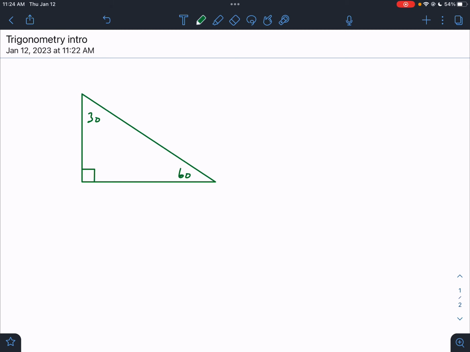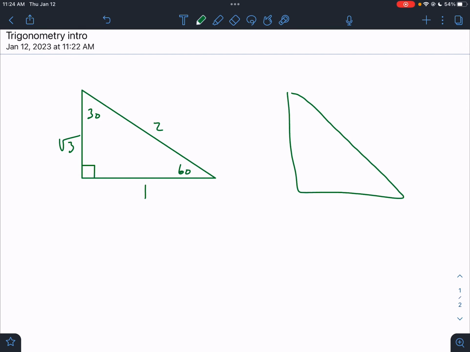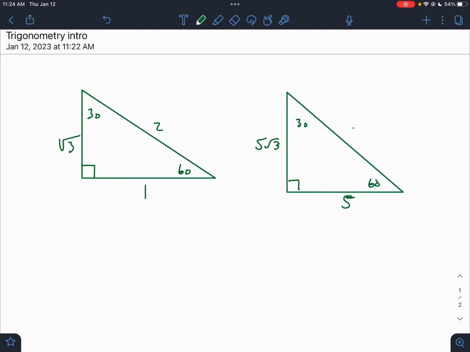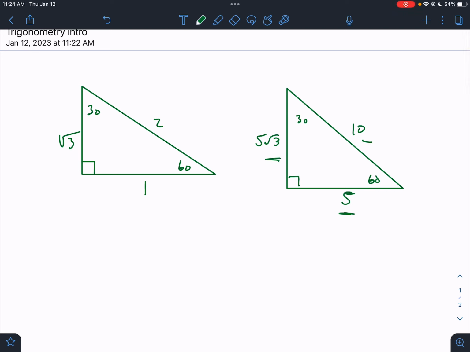We've worked on it. And we know that every time you have a 30, 60, 90, the side lengths are a multiple of 1, root 3, and 2. For example, if I had a different 30, 60, 90 over here, I have my 30, my 60, and my 90. If I knew that the side here was 5, that would mean the short leg is 1 times 5. The long leg would have to be root 3 times 5, and the hypotenuse would have to be 2 times 5. These are all multiples of 1, root 3, and 2.